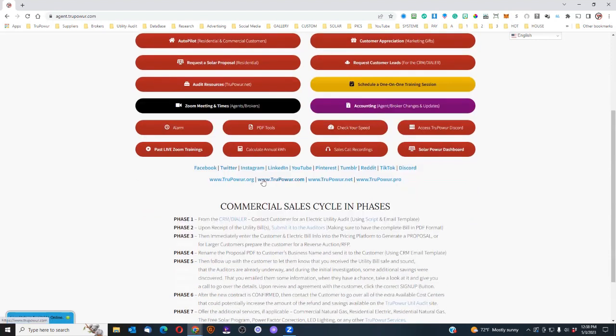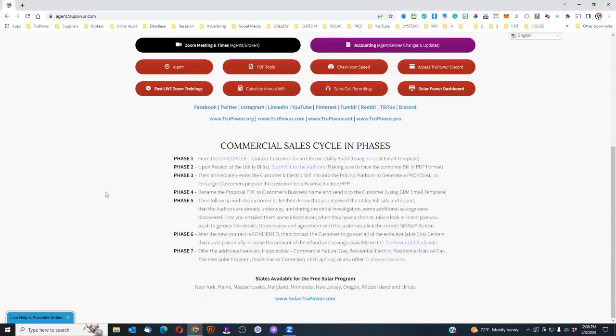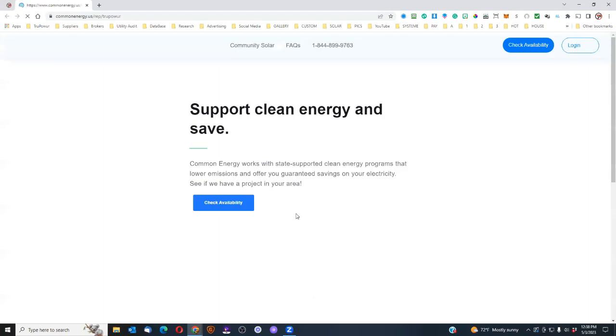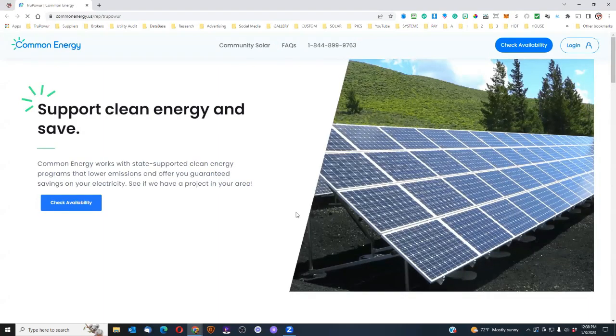Down below that, you have all of the social media and websites. And then, of course, the commercial sales cycle in phases, as well as the states that are available for the free solar, which is the solar farm, and a link to the solar farm. You have a unique link within your email signature that is tied to you.